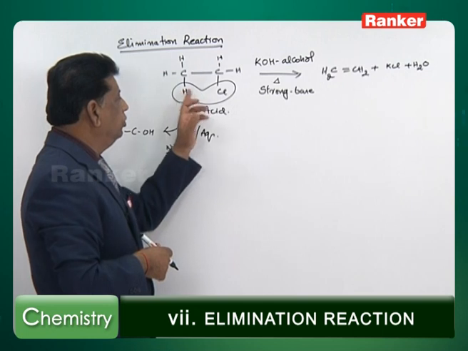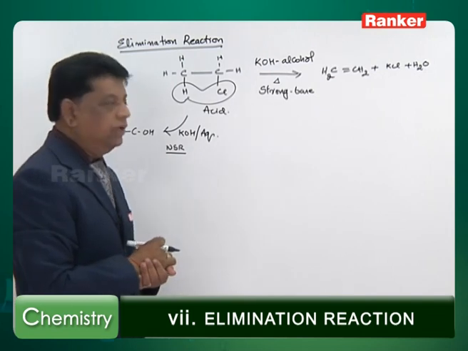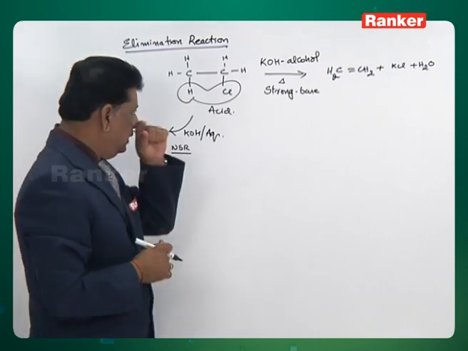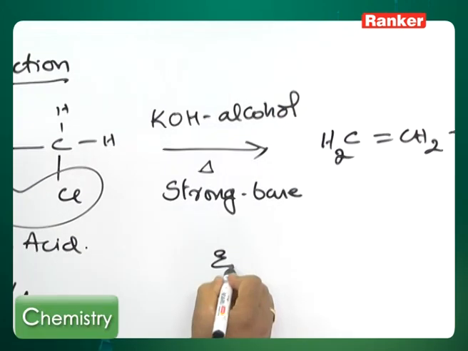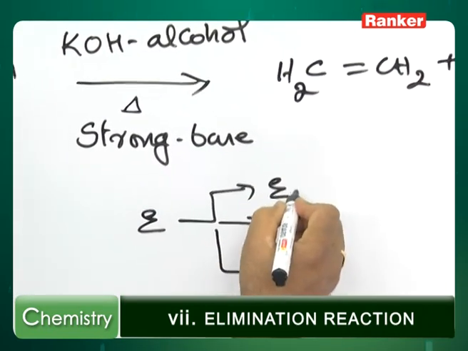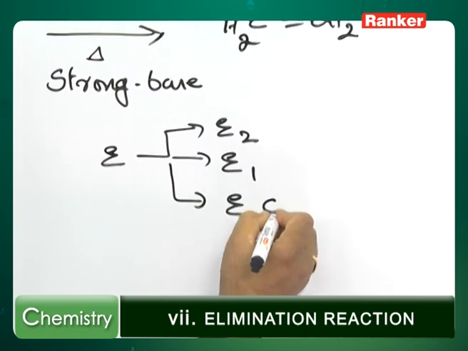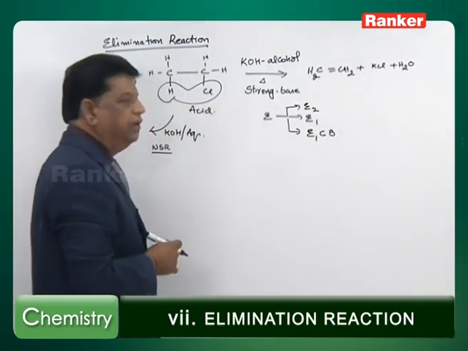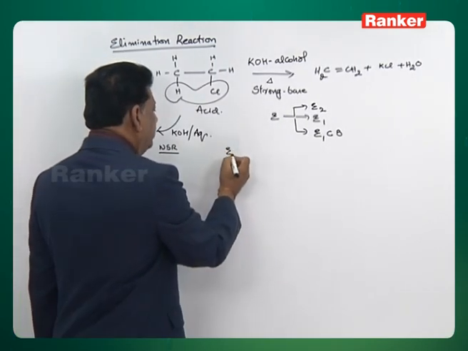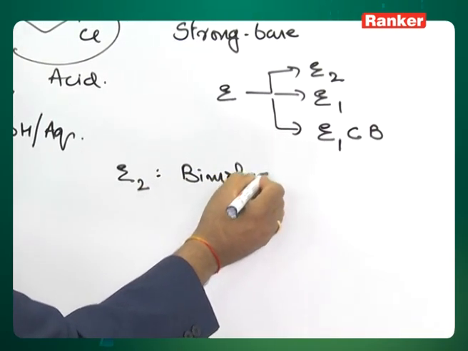In these two groups, which group goes out? Based on that, we do not have mechanisms like electrophilic elimination, nucleophilic elimination or free radical elimination, but elimination can be classified into three types: elimination bimolecular, elimination unimolecular, and elimination unimolecular CB. So, there are three types of eliminations, and let us now see the bimolecular elimination. The E2 mechanism stands for bimolecular elimination.